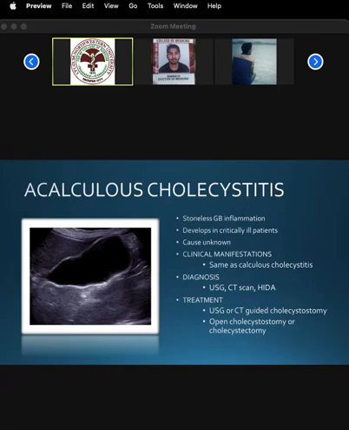Because most of these, as we mentioned earlier, most of these acalculous cholecystitis cases usually develop in critically ill patients, patients with heart problems or stroke patients. So we have to stabilize them first before performing open cholecystostomy or cholecystectomy. Okay?